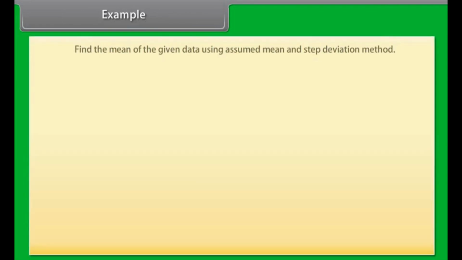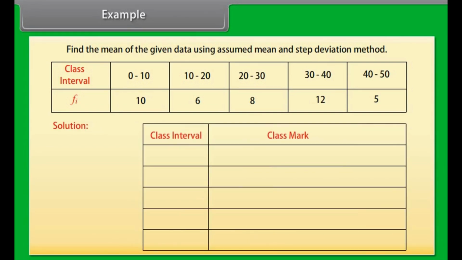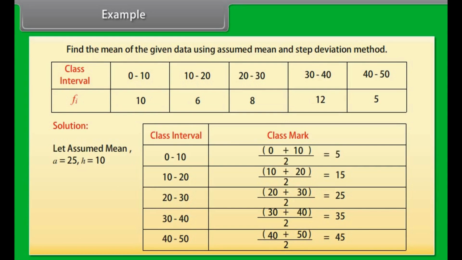Example. Find the mean of the given data using assumed mean and step deviation method. Solution. First, we find the class mark for each class interval by using the formula class mark equals upper class limit plus lower class limit upon 2. Let assumed mean a is equal to 25, h equals 10.